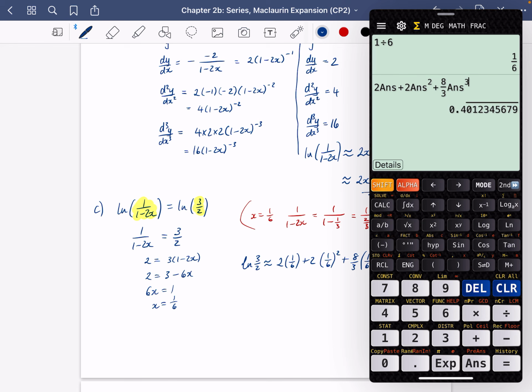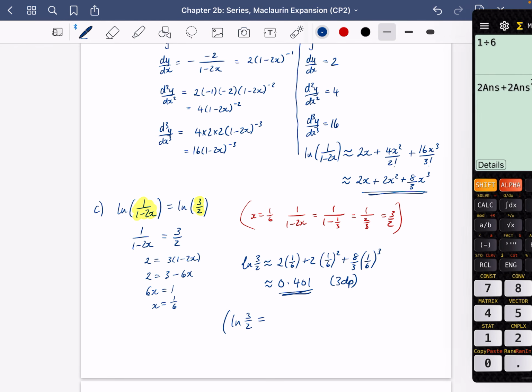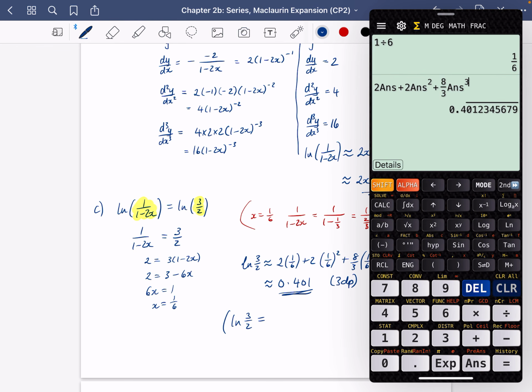We want it as a decimal, and they want it to 3 decimal places, so it's 0.401. 0.401 to 3 decimal places. And that's the question over, but what I would want to do is I would want to find out, well, how close is it? So I'm actually going to find out what ln of 3 over 2 is actually equal to, and it will kind of tell me if I've got the whole question correct. So if I do the ln of 3 over 2, we should get something close, and we get 0.405 to 3 decimal places.